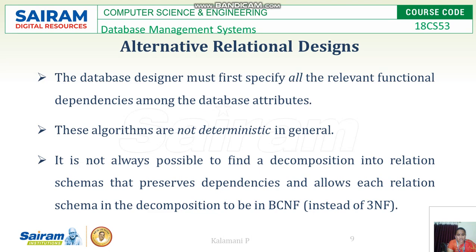And these are the two main problems. One is the problem with null values, and the other is dangling tuples. We face these problems only when we are joining the relations using the natural join operation.